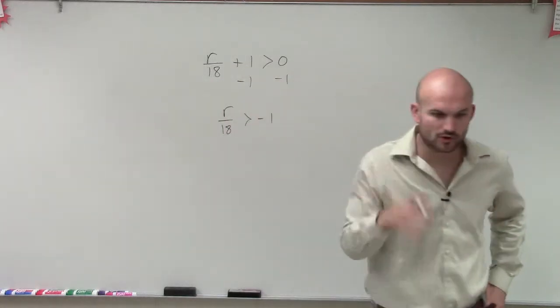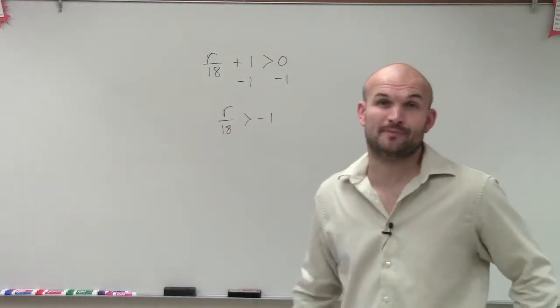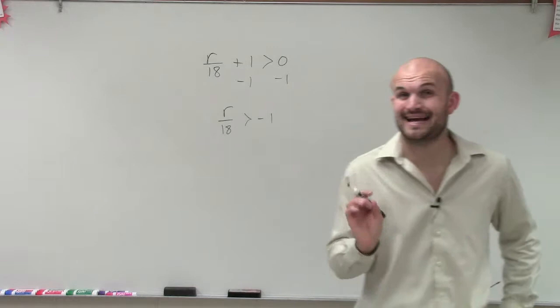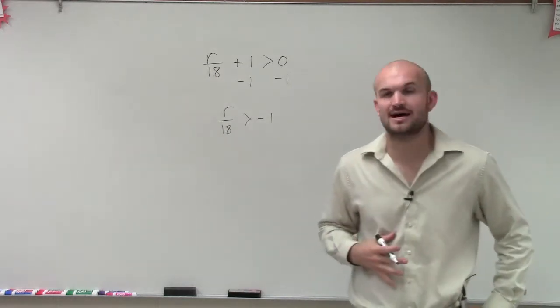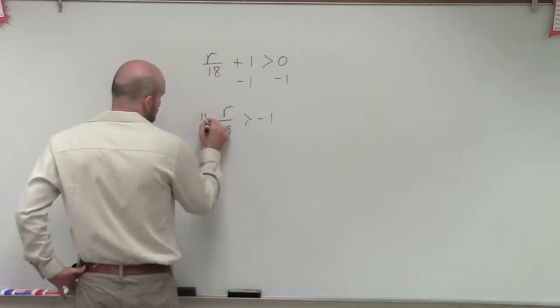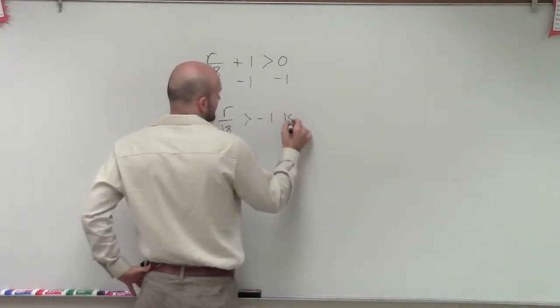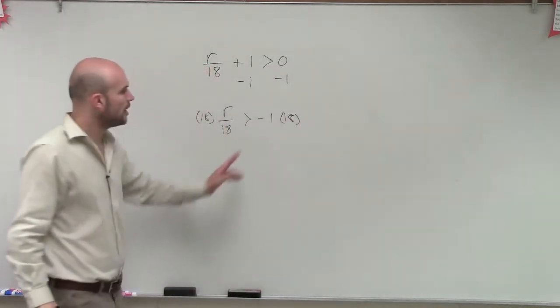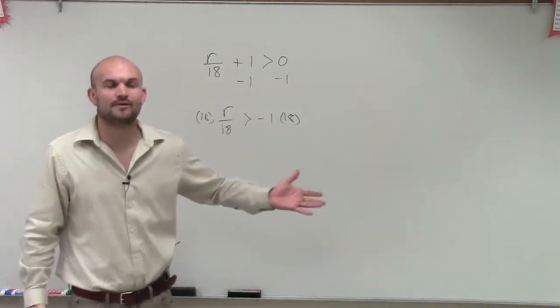Now, there's an important rule when multiplying and dividing. When we multiply or divide by a negative number, we need to make sure we flip the sign. So when applying the inverse operation over here, I need to multiply by 18. Now, what gets a lot of students mixed up is they say, oh, well, there's a negative number, so we have to flip the sign.